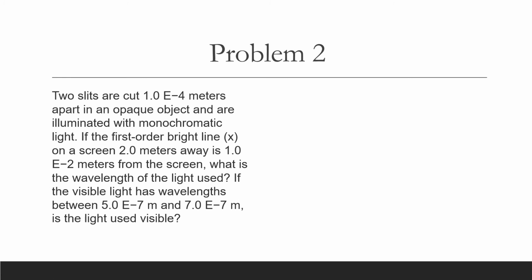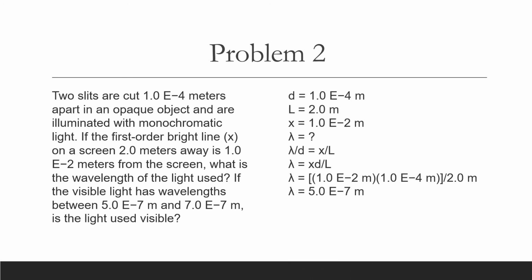Let's go over another problem. Problem number 2. Two slits are cut 1.0 e minus 4 meters apart in an opaque object and are illuminated with monochromatic light. If the first order bright line, X, on the screen 2 meters away is 1 e minus 2 meters from the screen, what is the wavelength of the light used? If the visible light has wavelengths between 5 e minus 7 meters and 7 e minus 7 meters, is the light used visible?